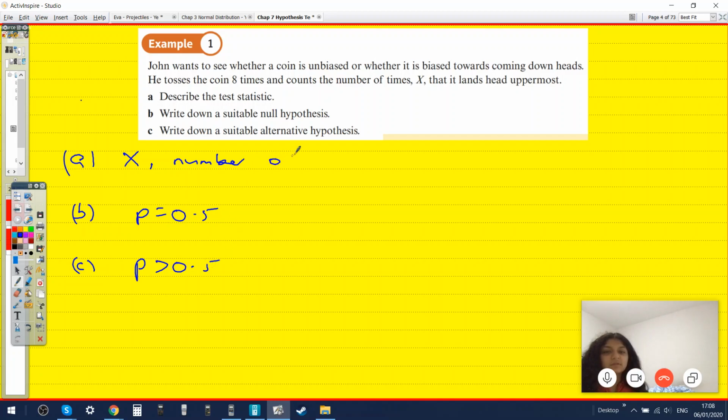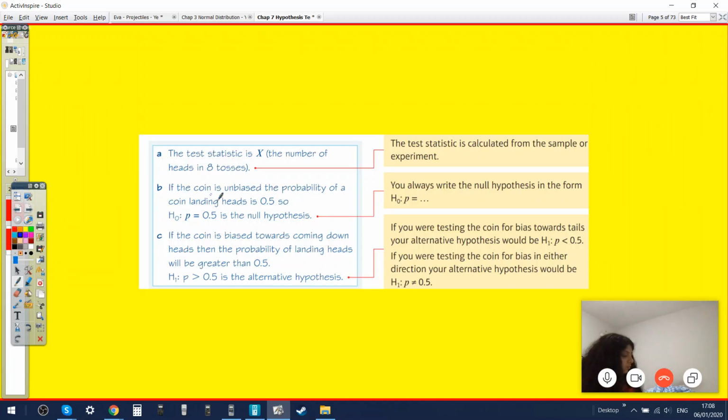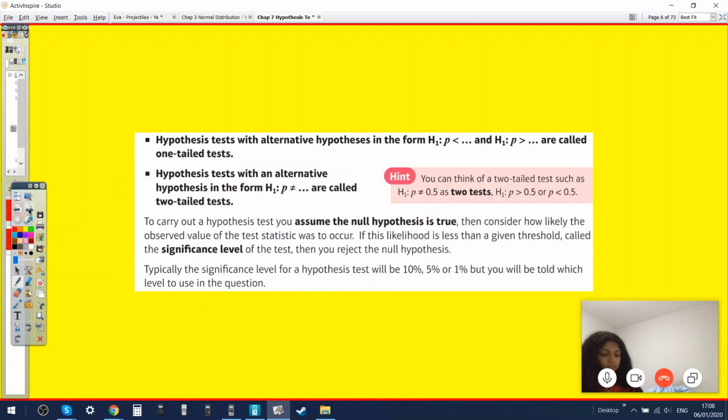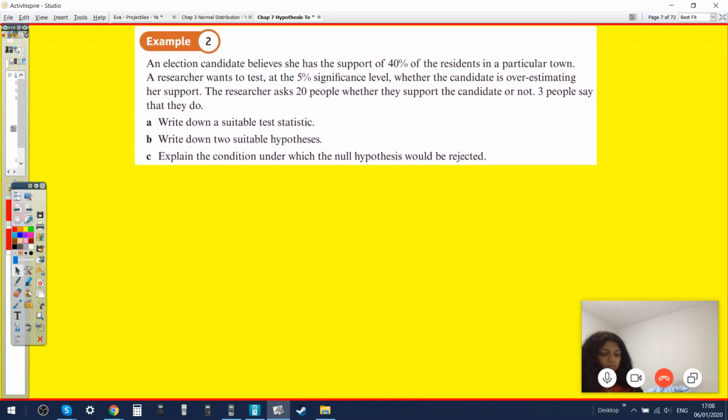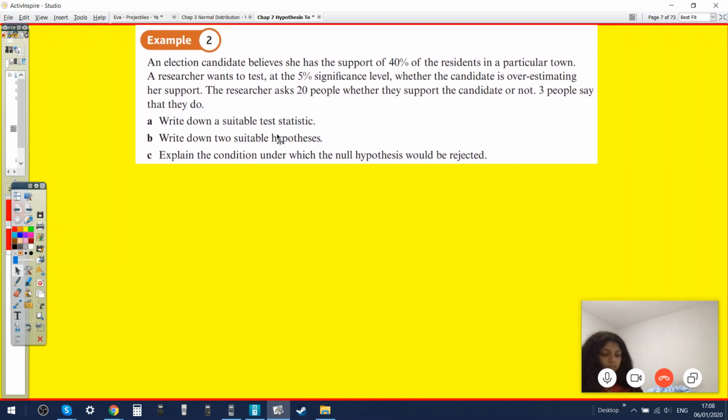That's it. Number of times that lands on heads. Okay, so you already know that stuff. P equals 0.5, P is greater than 0.5, and its test statistic is X, the number of heads in 8 tosses. Test statistic, hypotheses.